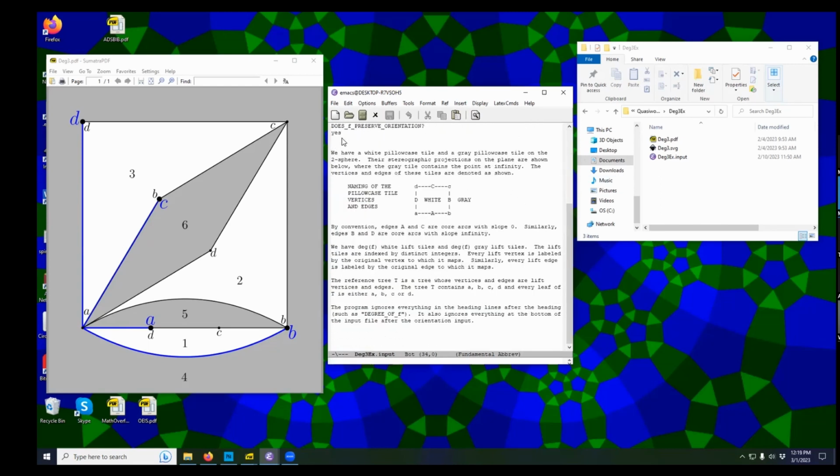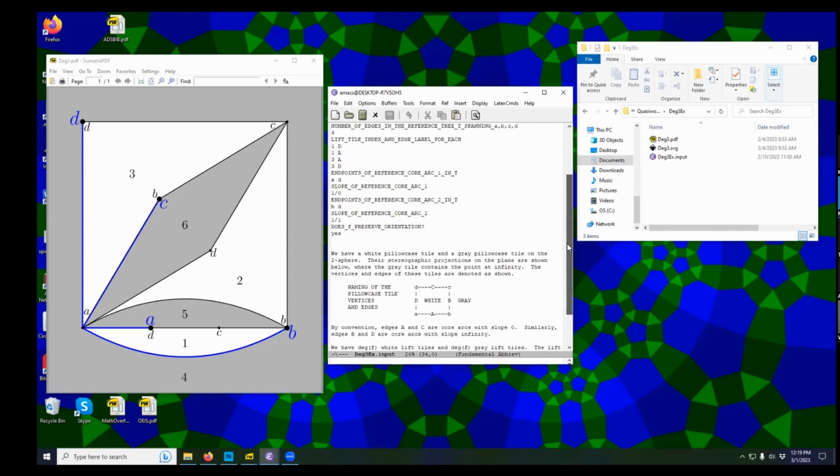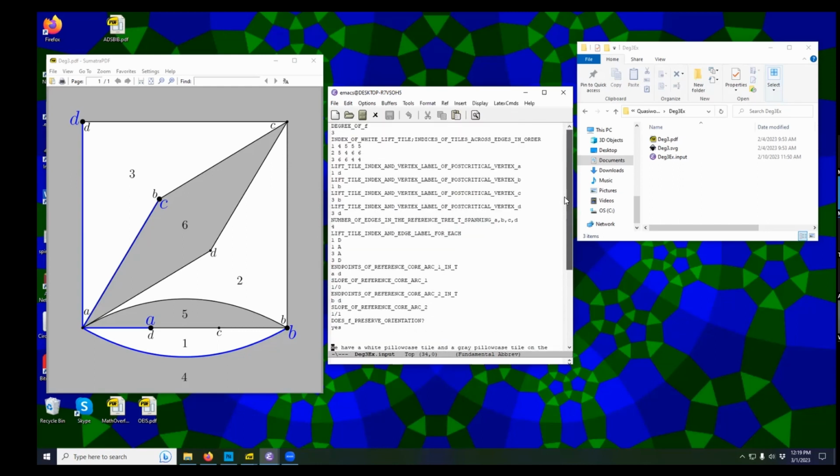All of this text below the word yes is ignored by the program. This text is here to hopefully help the user. It can be deleted or replaced by anything at all. Here's what the input file is doing. The program first wants to know the degree of our function. So the degree is 3. So that goes here. The next block of information is telling the program how tiles are paired across edges.